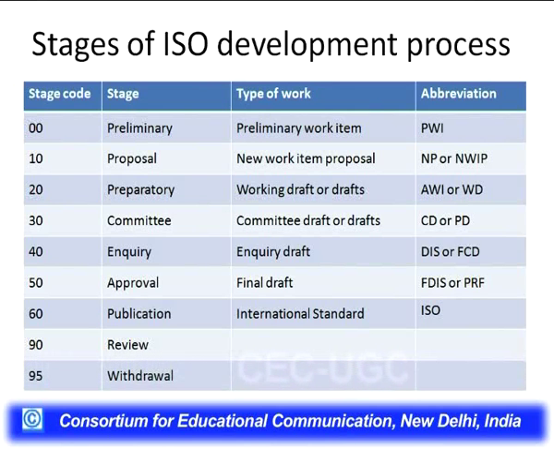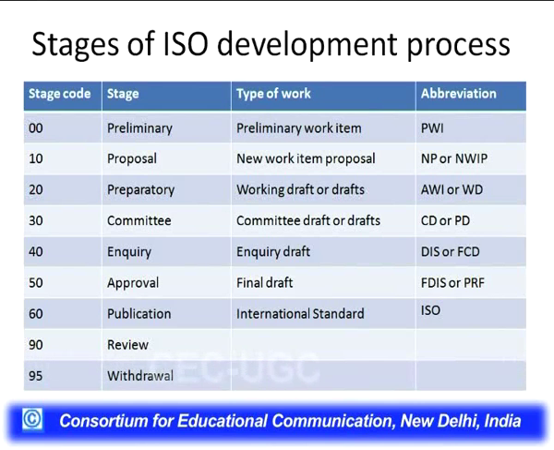The next stage, that is the fourth stage, is the committee stage, and its stage code is 30. In this stage the committee drafts the document. It is not done by an individual or a group, but by an entire committee represented from various sectors and various communities, and that committee drafts the document. This is abbreviated as CD or PD. The next stage is the inquiry stage.